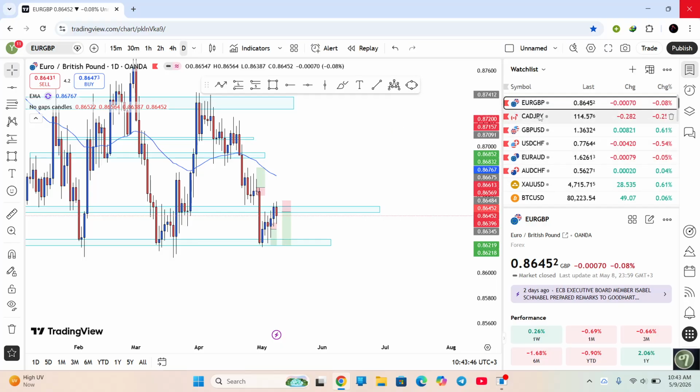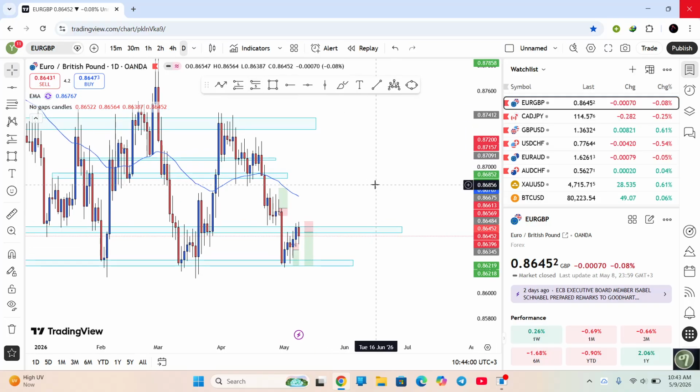These are the pairs that I am interested in for Monday, and let me explain why. Let's start from Euro GBP, and as always, let's start from the daily time frame, the higher time frame. First of all, we identify the trend. On the daily time frame, are we bullish or are we bearish? Identify that first of all.